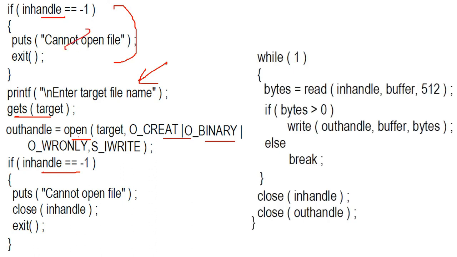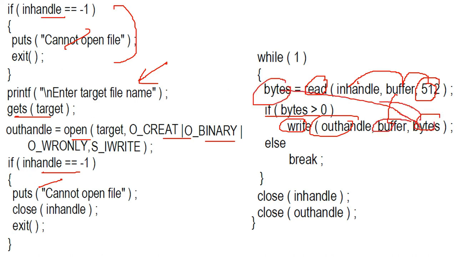If these two are not, everything is fine. We just read 512 bytes into the buffer from the in handle. If bytes is greater than 0, we write this to the out handle. We take this buffer and the number of bytes, and these bytes from the buffer are written to the out handle. Otherwise we break, and we close the in handle and out handle. So this is the low level file copy program.